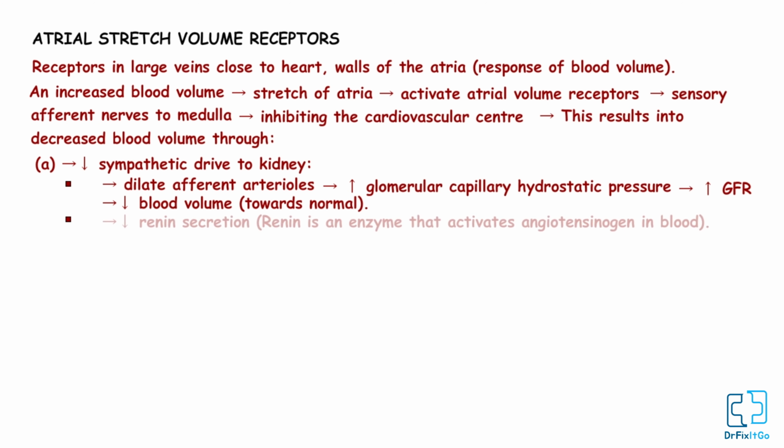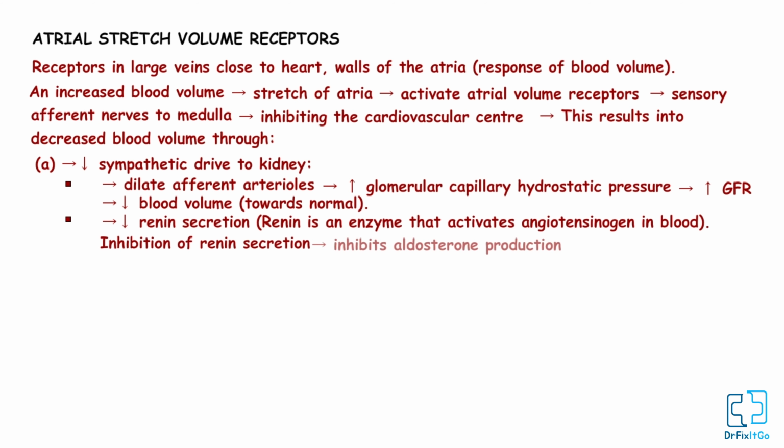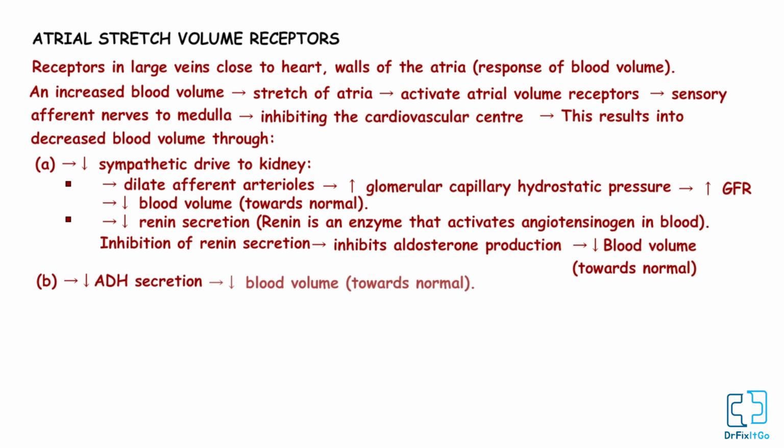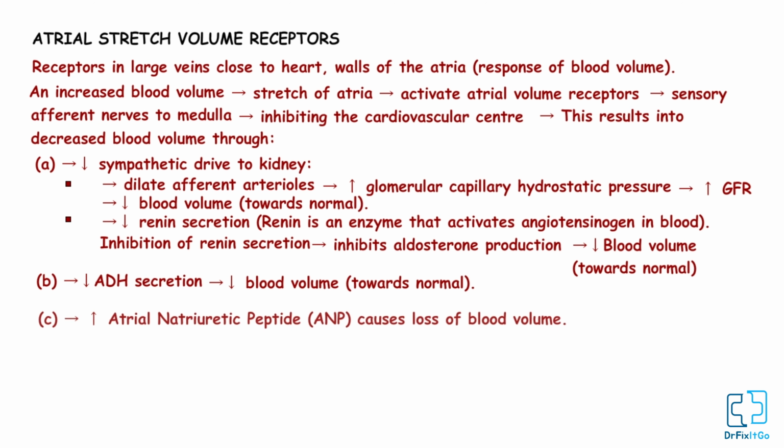Decreased sympathetic drive to the kidney decreases renin secretion. Inhibition of renin secretion inhibits aldosterone production, which decreases blood volume toward normal. Decreased ADH secretion further decreases blood volume toward normal. Increased atrial natriuretic peptide, ANP, causes loss of blood volume.